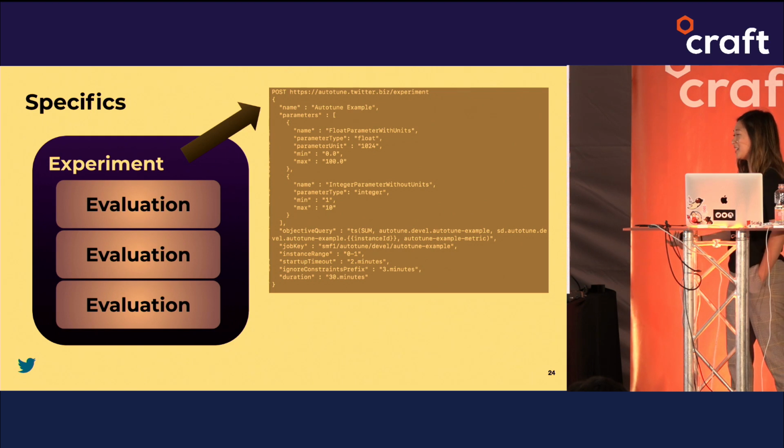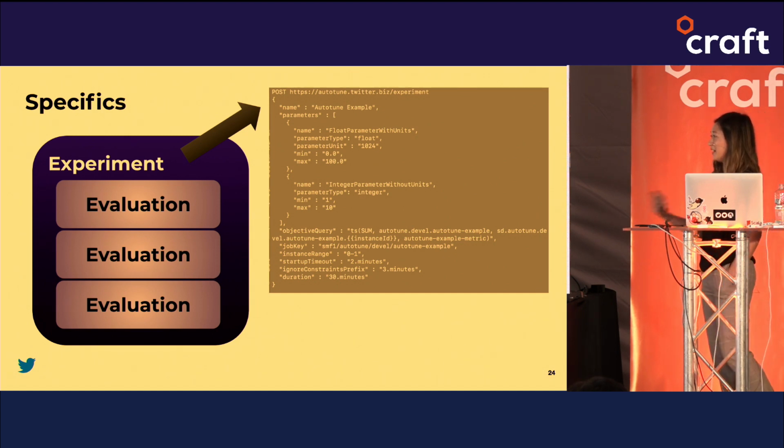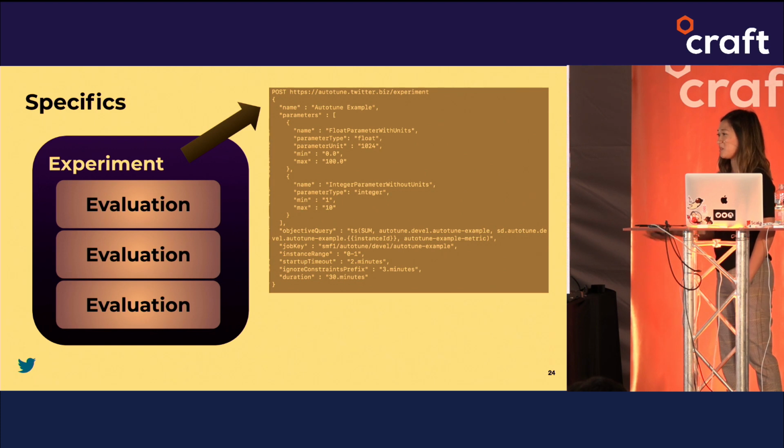With every evaluation, it picks a control instance and an experimental instance, uses the experimental configurations on the experimental one, and then compares the results against the control.